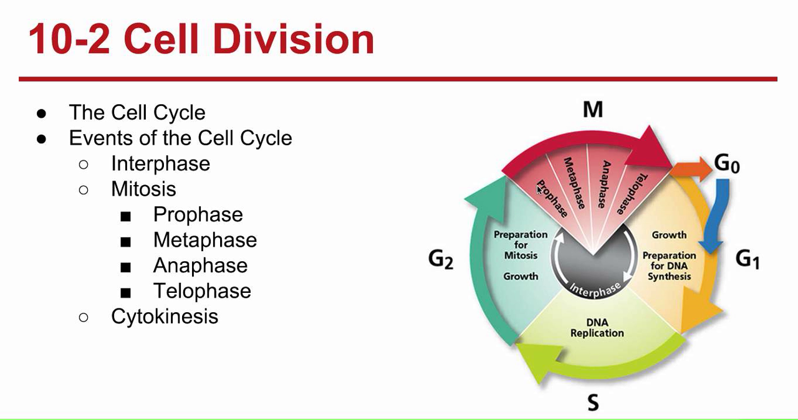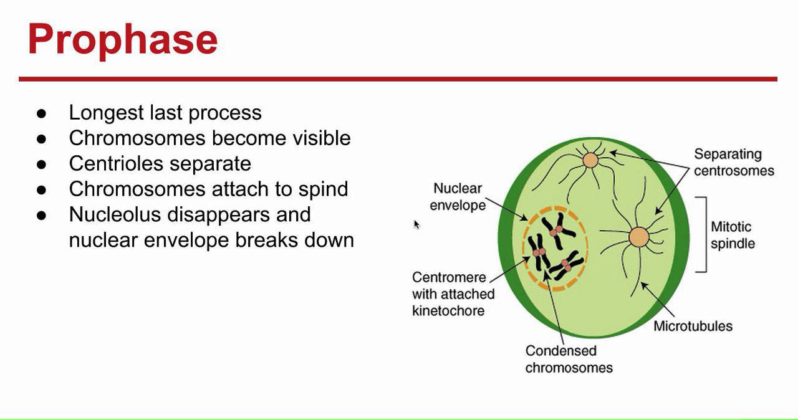We can see them here. There's prophase, metaphase, anaphase, and telophase. And here is prophase. Prophase is the first and longest phase. During prophase, the chromosomes become visible.